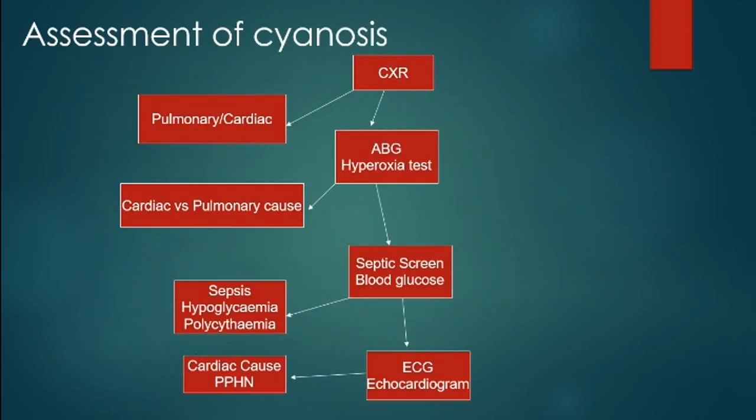What should I do to assess a case of neonatal cyanosis? First of all, we do a chest X-ray to differentiate between pulmonary and cardiac causes. Second, we can do an ABG or a hyperoxia test. It can also help to differentiate cardiac from pulmonary causes. Then I should do a septic screen and a blood glucose assessment, because sepsis, hypoglycemia, and polycythemia can also present with cyanosis. Finally, I can do an ECG and echocardiogram, which can show the cardiac causes and can also assess primary pulmonary hypertension of the neonate.